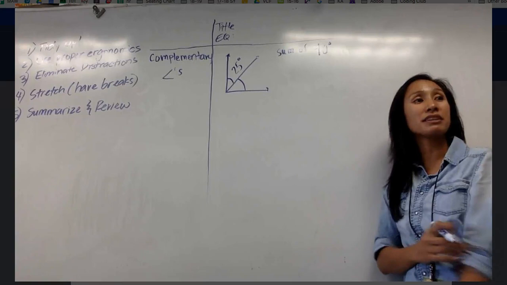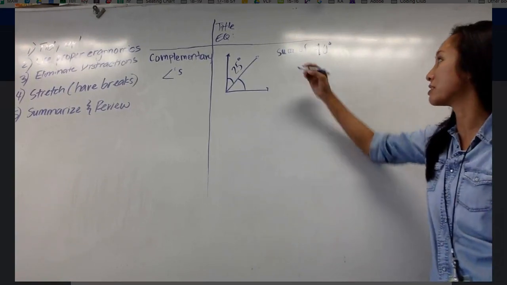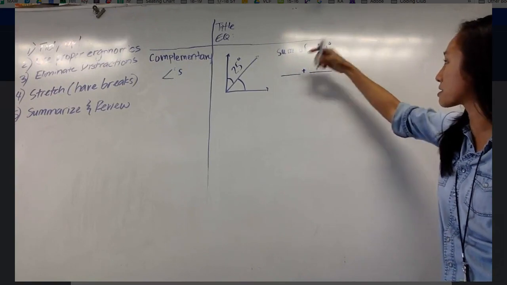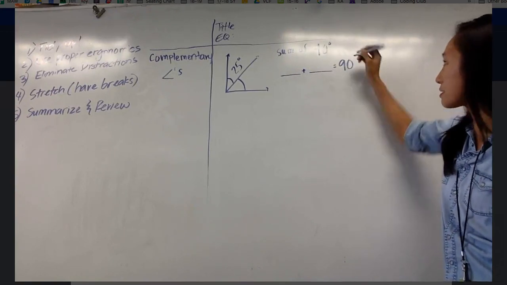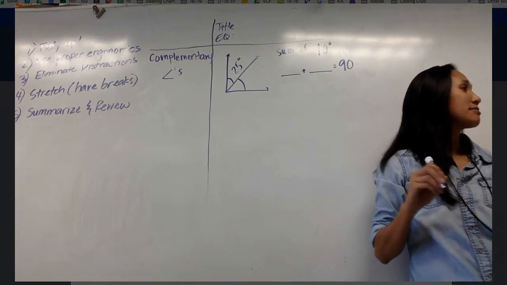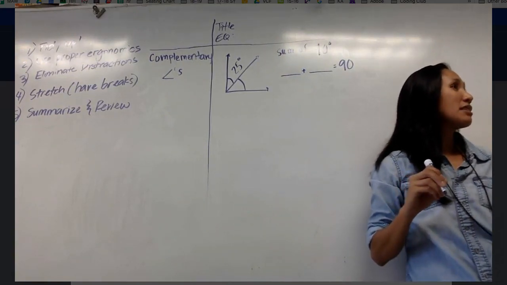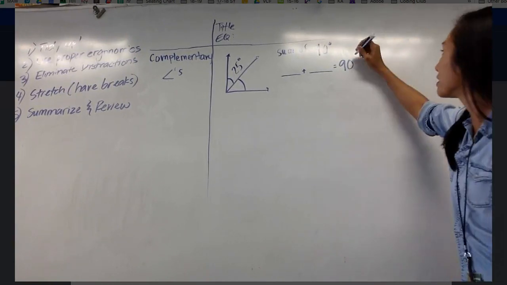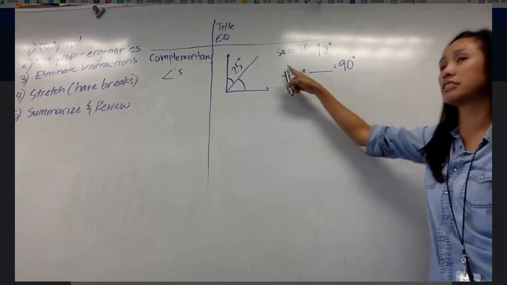I want you to make an equation. Watch this. This angle plus this angle equals, what's the sum? 90 degrees. Write that down. Go through it and then move on. The goal is 90 degrees. What can we fit in here and here?